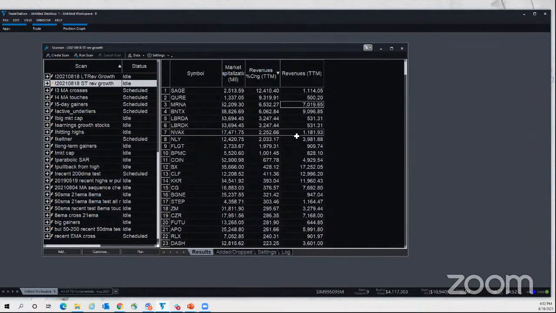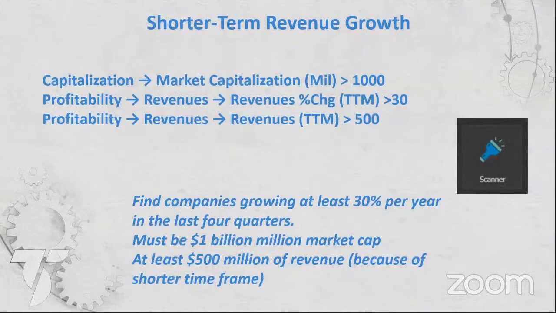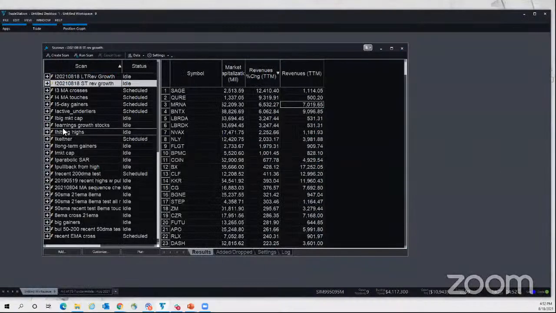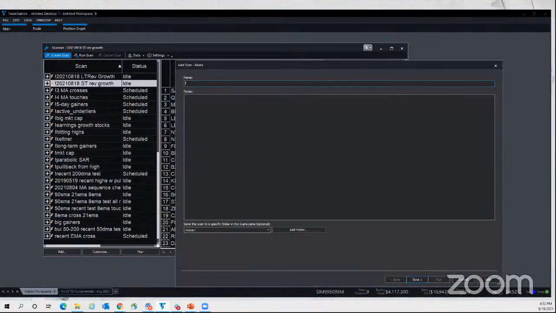Okay, so that's slide 7 for shorter term. And then the next one I want to show, and I'm going to explain this one, this is slide number 8, and this is long-term cash flow growth. So we're going to do another one. The thing I like about this is that it is going to find companies that have been increasing their cash flow over the longer time. Now, cash flow is interesting because it excludes a lot of distortions that can come from different kinds of extraordinary items or non-core items on the income statement. I'm going to explain that in a second, but first let's name this. I'm going to call this LT cash flow growth.